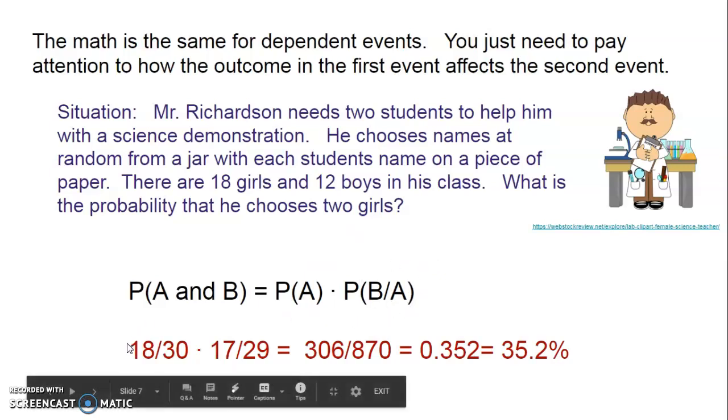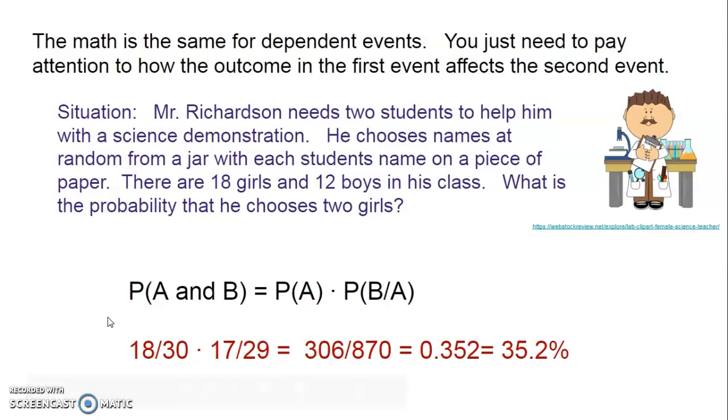All right, in this situation, in terms of him pulling the first name out, the probability of him pulling a girl's name out would be 18 out of 30, because it's the total number of girls divided by the total number of students. Then if he picks out a girl's name, things change. Now there's only 17 girls' names left in the jar out of a total of 29 students.